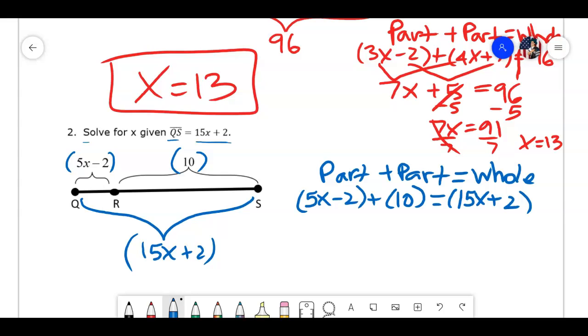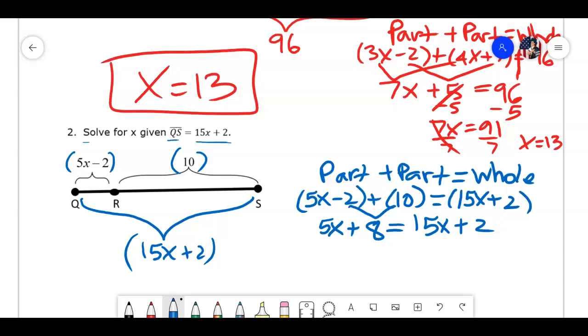What could I combine in this equation? Okay. The negative 2 and the 10 are on the same side. Those are constants. Those are numbers. By themselves, they can be combined. Negative 2 plus 10, or 10 minus 2, is 8. Okay. Let's bring down that 5x in front of it. Don't forget the plus sign because it's positive. Let's bring down 15x plus 2 on the other side.